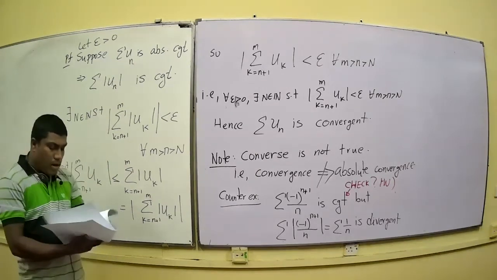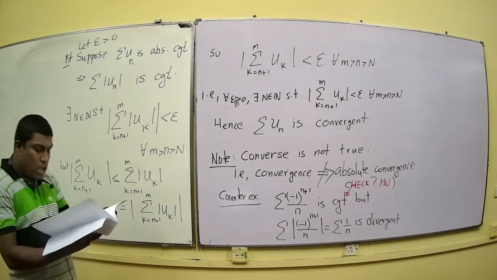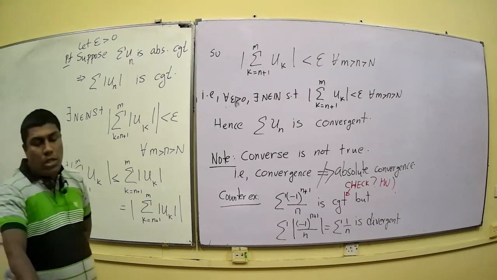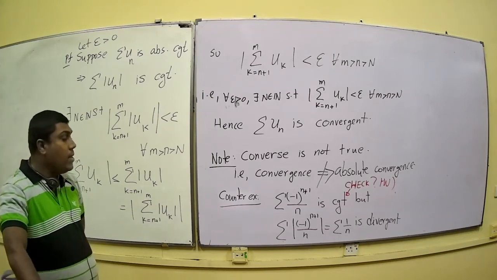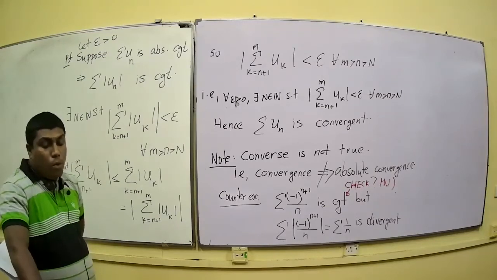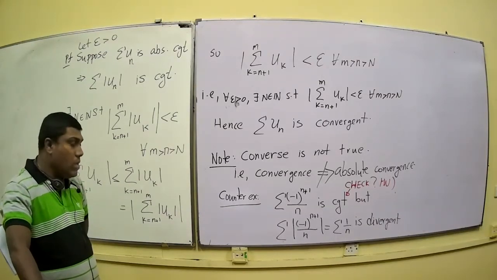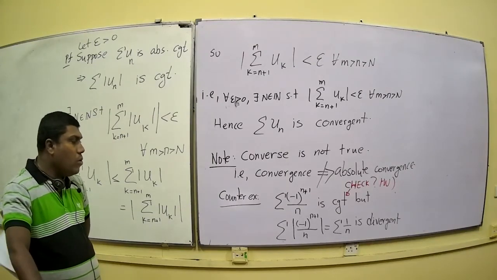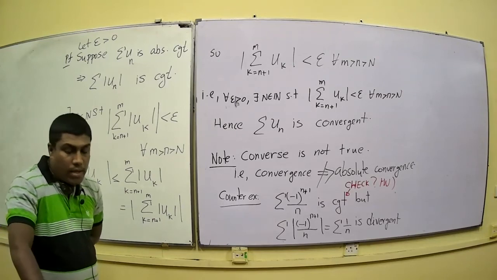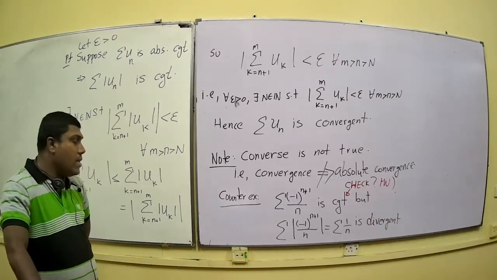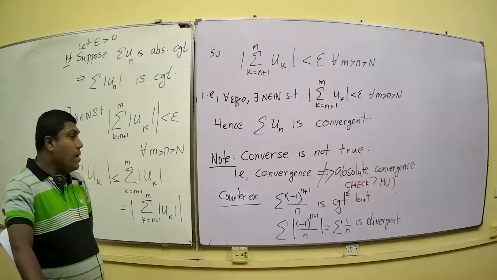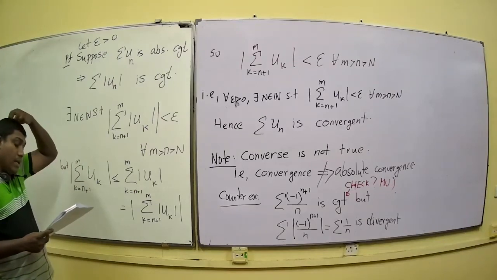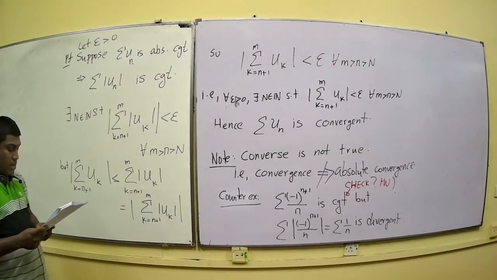As an application of the Cauchy criterion, we proved that the series is divergent by proving that the series is not Cauchy. So that we already did, but the first part we did not do. So try that as homework at home later. That's the counter example here. Absolute convergence of the series implies convergence of the series.